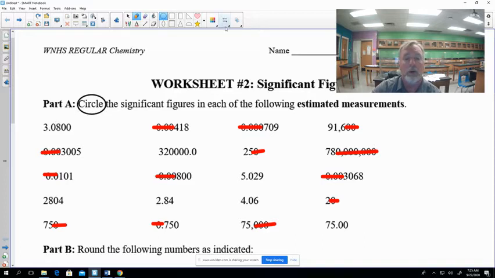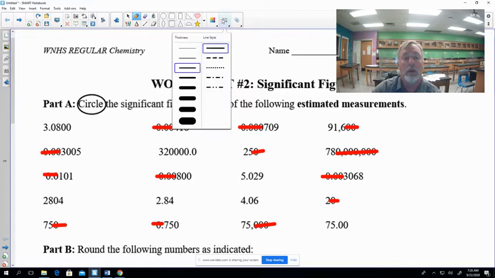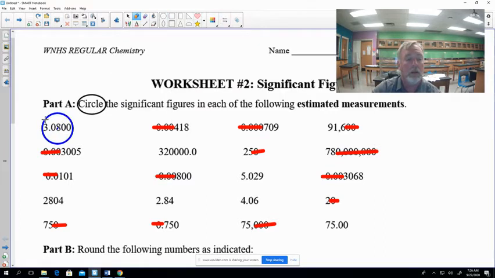And let's see, what color is my circle going to be? Let's make our circle a nice color of blue. And that's a good thickness for our line. All right, so all those are significant. Those are significant. So that one I'm going to have to move over a little bit. All right, so we see our circles here.